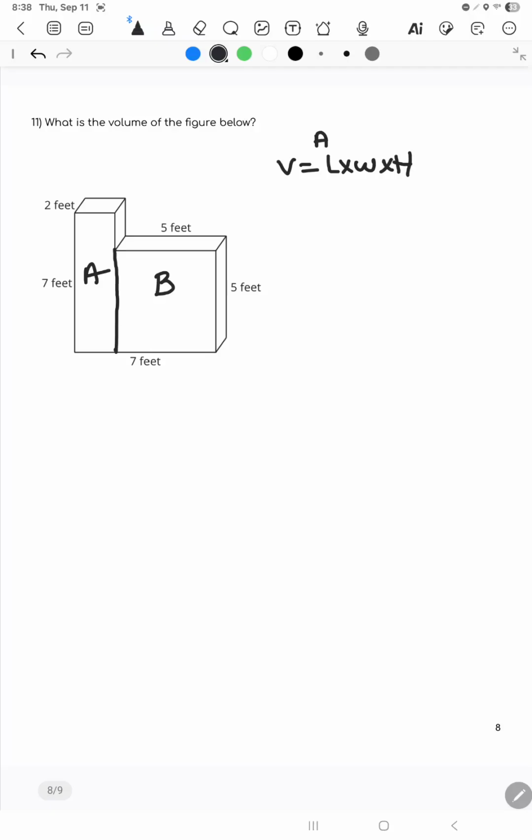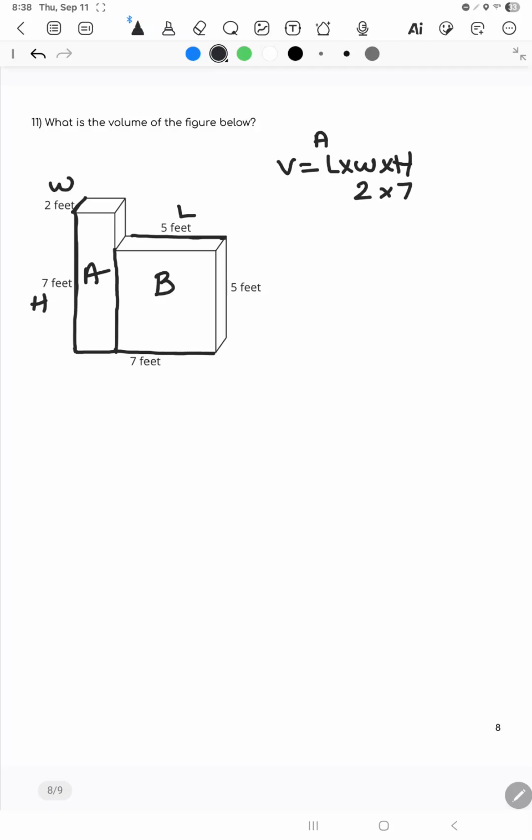Now, as I look at this, there are some numbers that are obvious for A and some that might need some adding or subtracting. If I look at 2, that is a clear width. So 2 is good to go. The height is only the height of A, so I can use that. Now the length, I see a length here, and I see a length here. 5 is the length of the B.